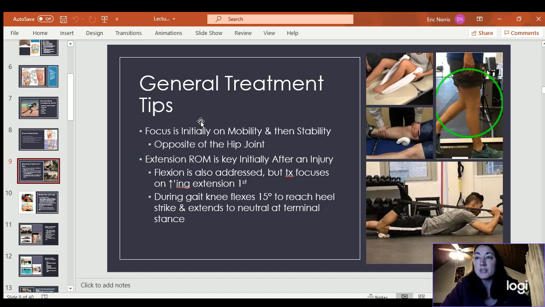So initially our focus is range of motion, with extension being the primary motion that we're pushing with knee patients. And you're also taking them through flexion as well. But a lot of your joint mobilization and your passive range of motion work is focusing on extension. There's more time spent on the extension portion.